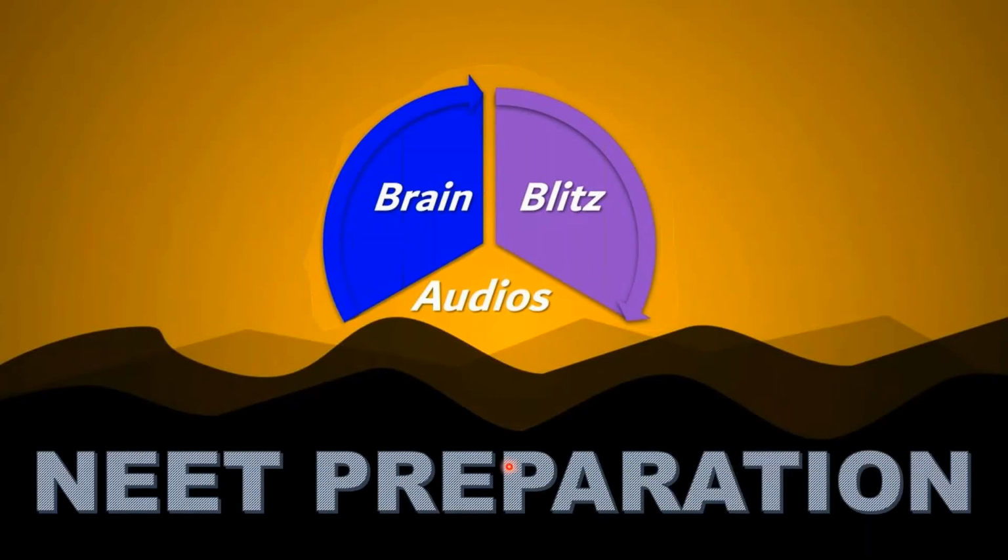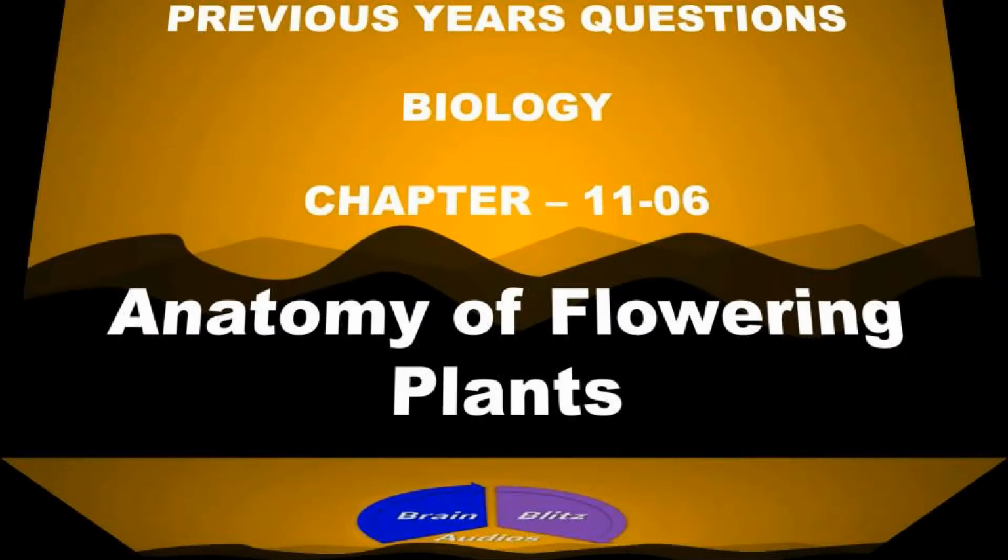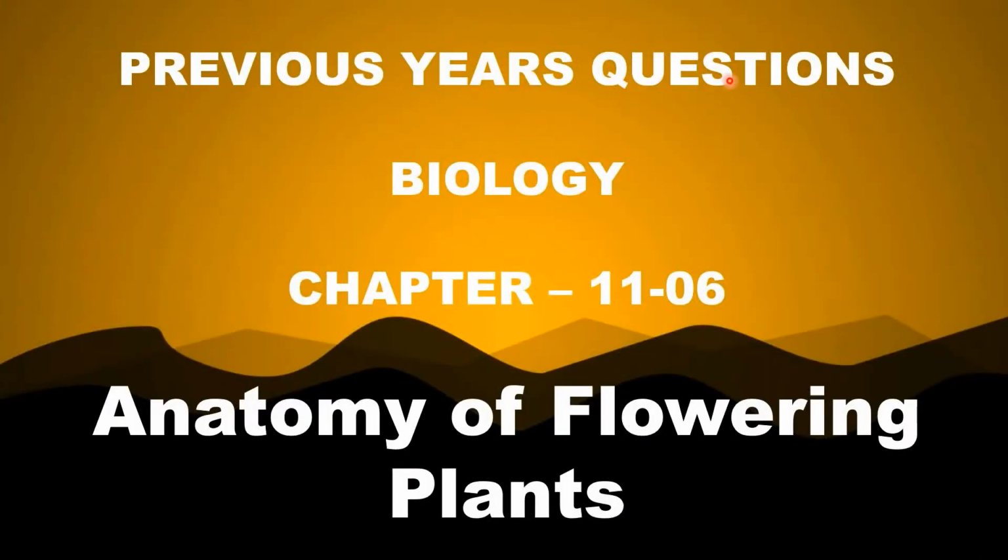In this episode of NEET preparation, we'll be dealing with previous year questions of medical entrance examinations in India. The subject that we're dealing with is biology, and we'll be looking at the chapter Anatomy of Flowering Plants. This is the 6th chapter in your grade 11 syllabus for CBSE. Let's go with our first question.